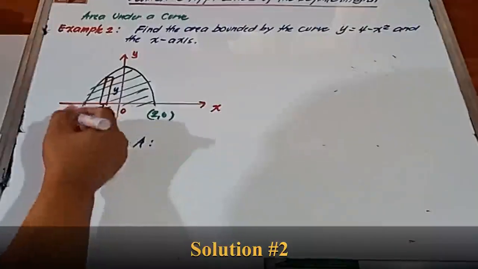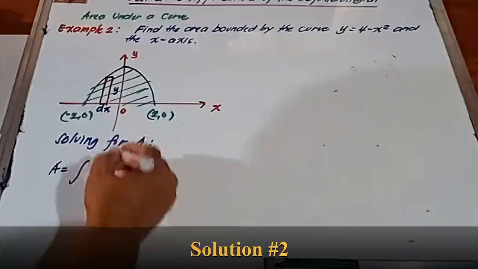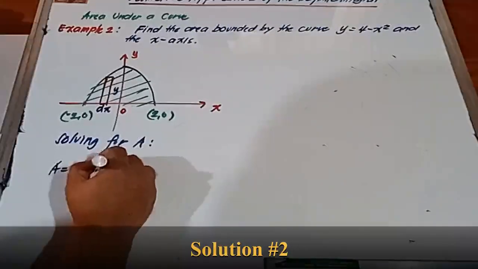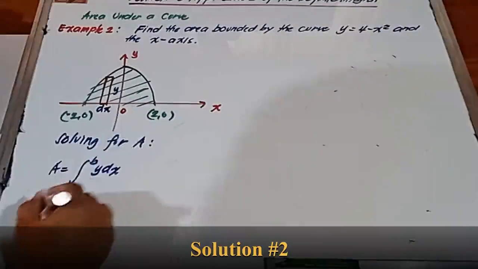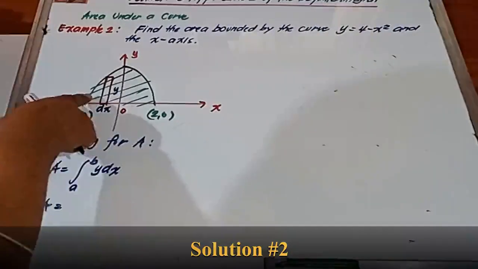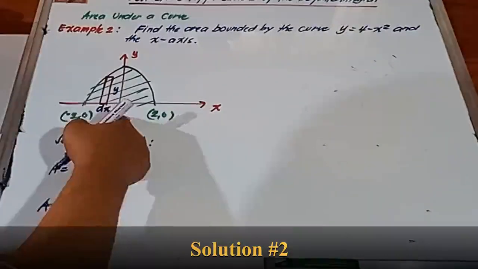Okay? So, from negative 2 to 0 naman. So, A equals integral of y dx from a to b. Yun yung formula natin. So, ang gagawin ko, kukunin ko lang yung area ng kalahati. Okay? That is from negative 2 to 0. Yun ang interval.